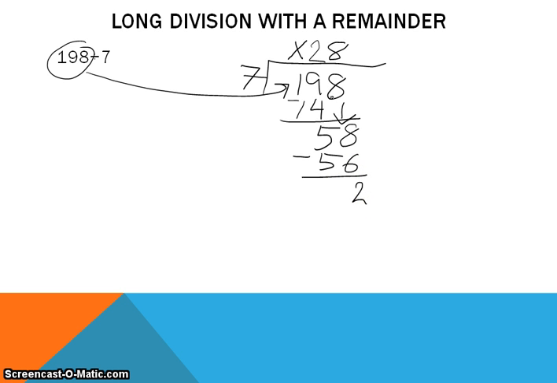And watch, we ran out of numbers. We don't have any more numbers left in this column to bring down. So 2 is your remainder. So we got 28 as the answer, as our quotient, and then we're going to write R, which stands for remainder, and 2. So the answer, 198 divided by 7 is 28, remainder 2.